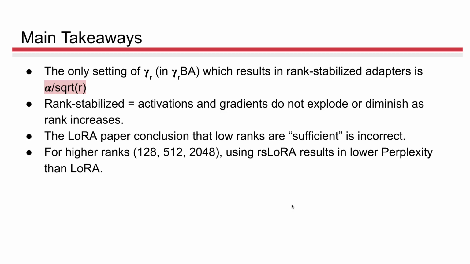So I took away 4 main points from this paper. First, being the most important one, is that the only setting of gamma r, which is the scaling factor when we multiply the LoRA adapters B and A, which results in rank stabilized adapters, is alpha over square root of r, where rank stabilized means activations and gradients do not explode or diminish as the rank increases.